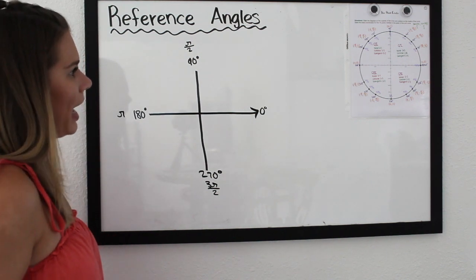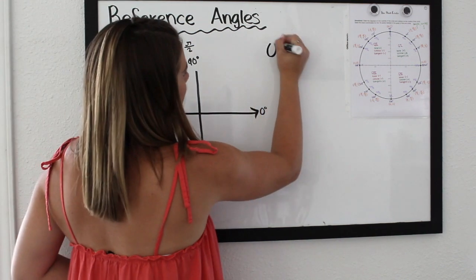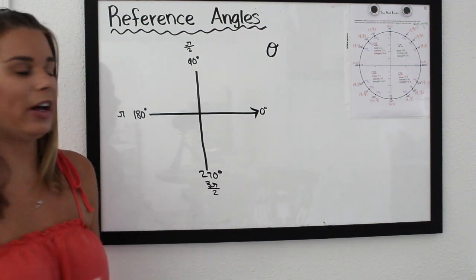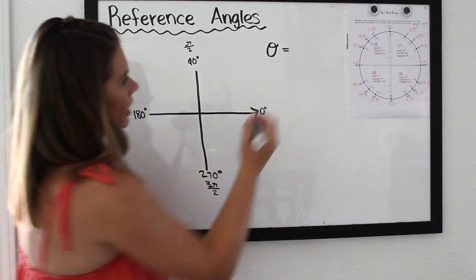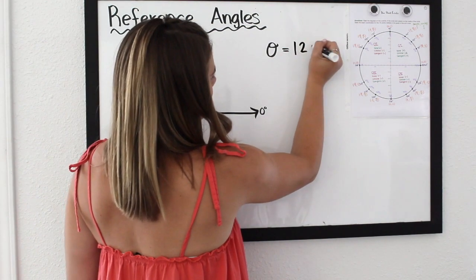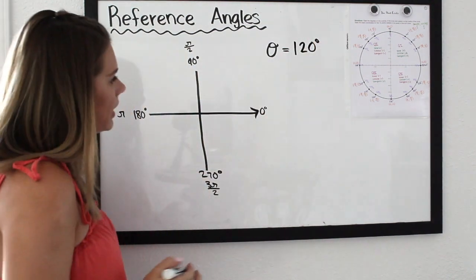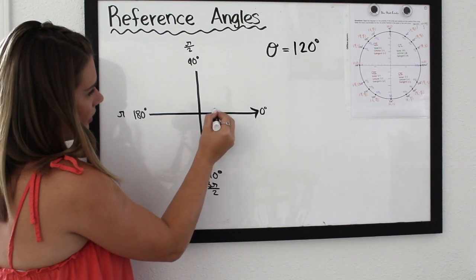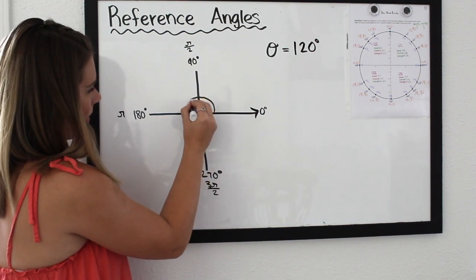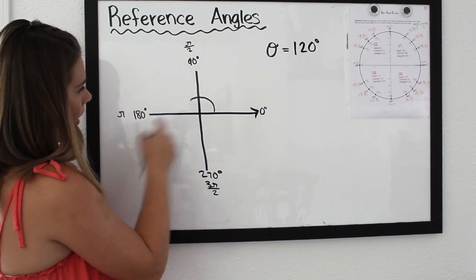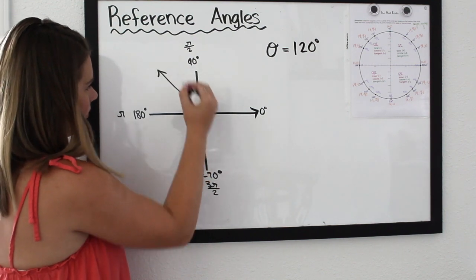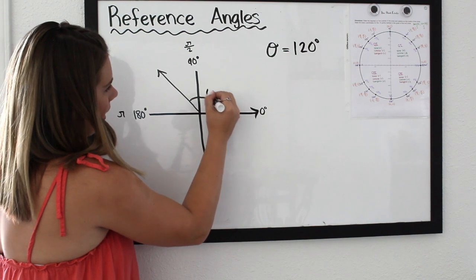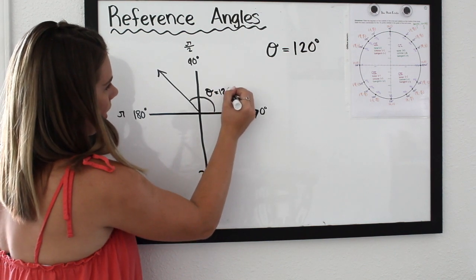So let's say I have theta, and I want to graph theta, which is, let's go with 120 degrees. Okay, so I'm past 90 for how much I'm going to open my terminal side up to, but I'm not quite to 180, so I'm about here. So theta is 120 degrees.